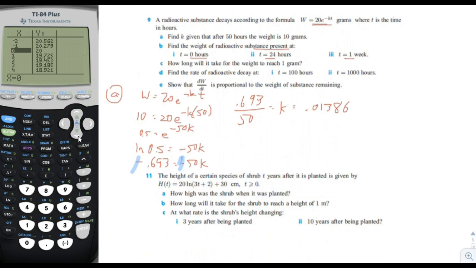And then, so it asks, what is the value of the weight at t equals 0? And it will be 20. And at 24 hours, it would be 14.3. And at 1 week, it would be 24 times 7, which would be, let's see, 24 times 7 is 168. So now we just go down to 168.